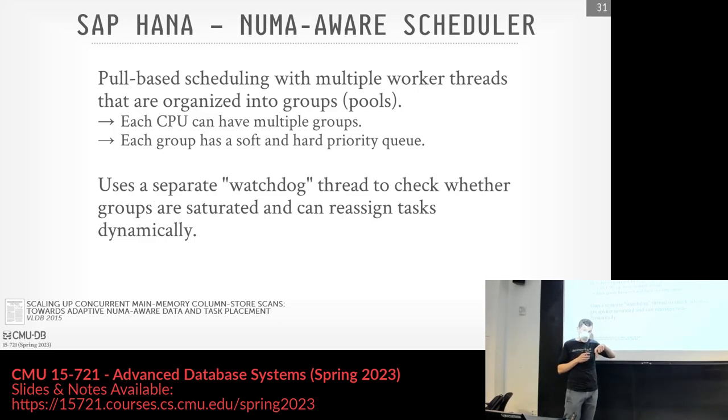In the morsels paper, they had dedicated threads doing garbage collection, dedicated threads doing networking, and the morsel scheduling was only for query execution. In this approach, everything's going to run off the worker pool.